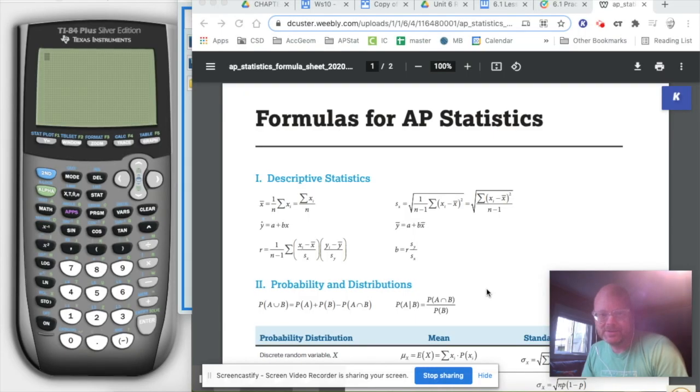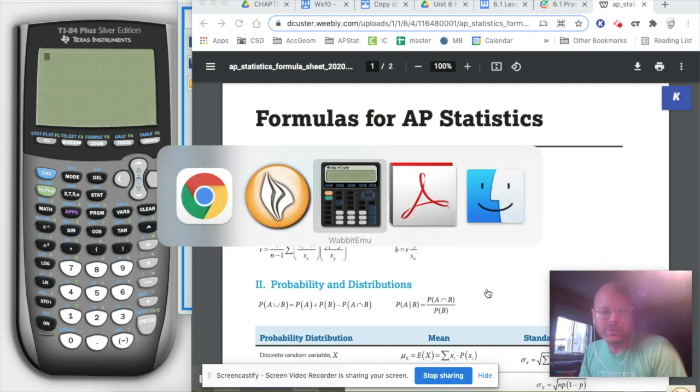What's up, everybody? This is the multiple choice walkthrough for the test that's going to happen on Monday/Tuesday. All right, so without further ado, I have the formula sheet handy, ready to go. I have a calculator ready to go. Let's get into it.